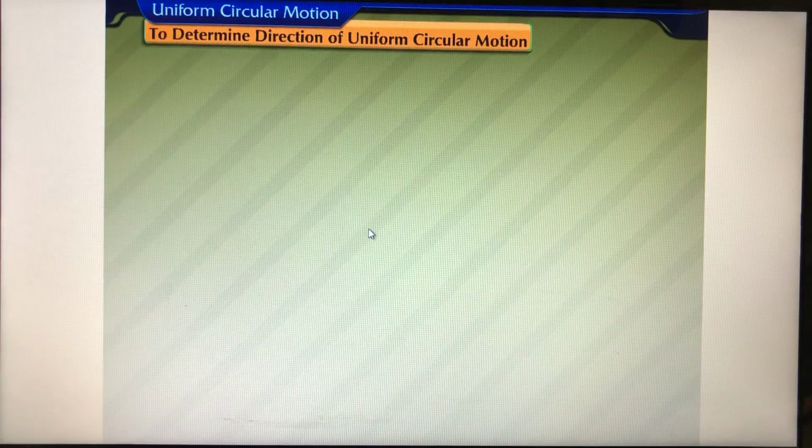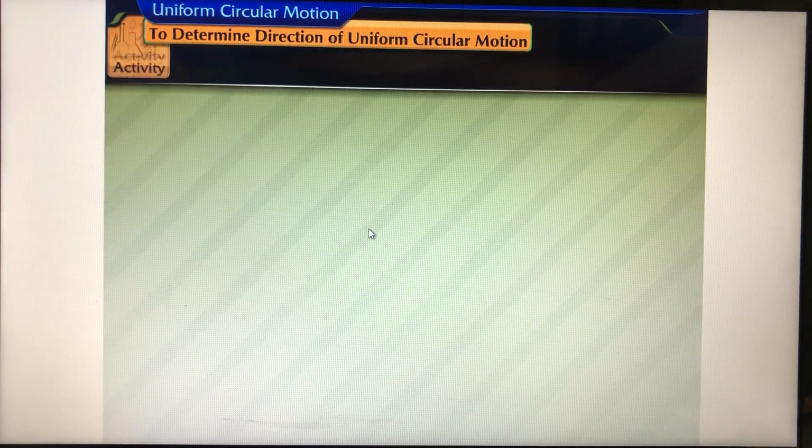To determine the direction of uniform circular motion, let us perform an activity.